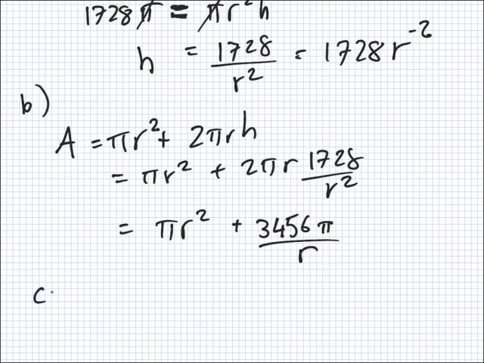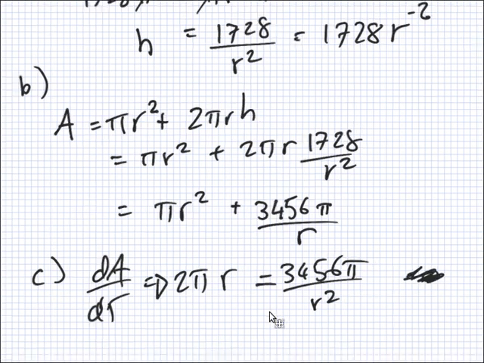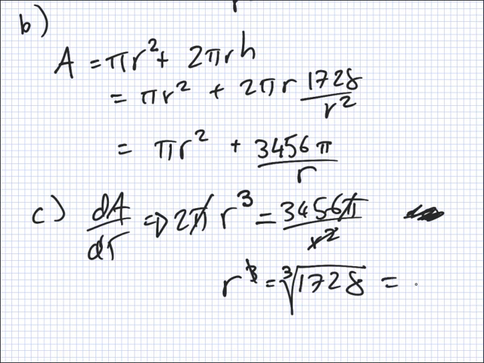Right, what's part C? Use dA over dr to find the value of r which gives the minimum surface area. So that's 2 pi r minus 3456 pi over r squared, set equal to 0. If that equals 0, I can take this to the right. So I get 2 pi r equals that. I can then bring the r squared up to make this r cubed. Take the pi out and divide by 2, which brings me back to 1728. So r is the cube root of 1728. 12 exactly? Nice.